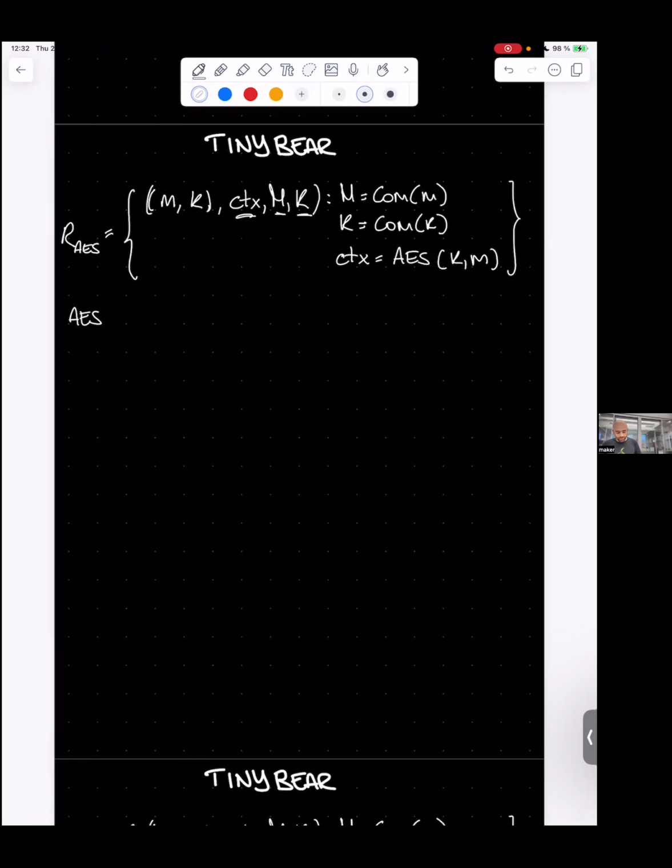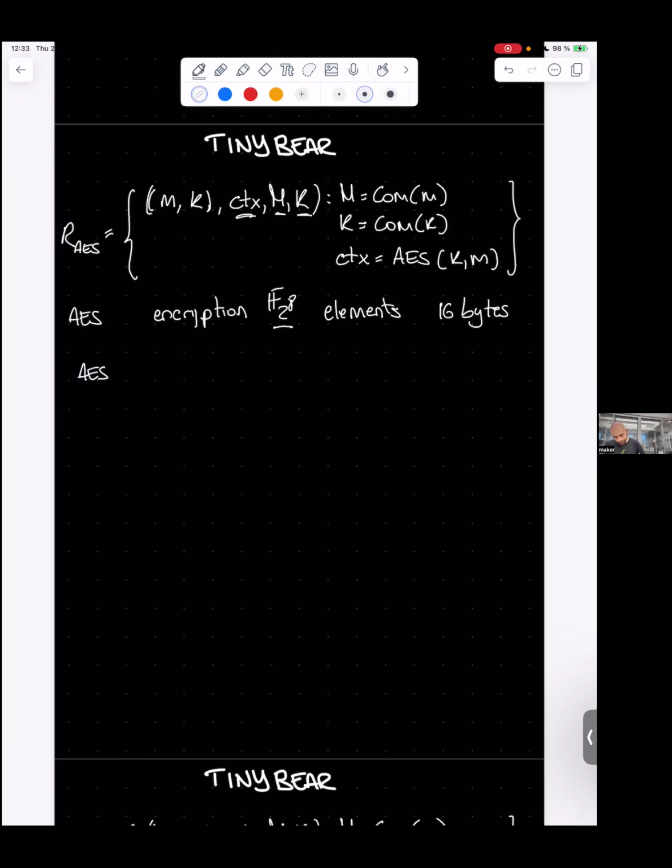AES is a symmetric encryption cipher that works over bytes. In particular, we will study the Galois field of 256 elements, so it is encryption over 8-bit elements. The block size is 16 bytes, so we will have a state of 16 of these elements.